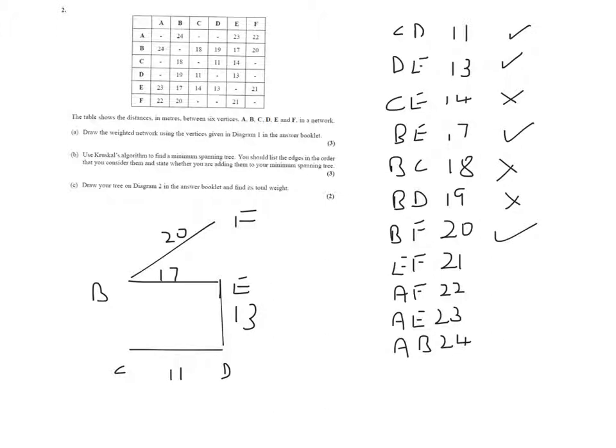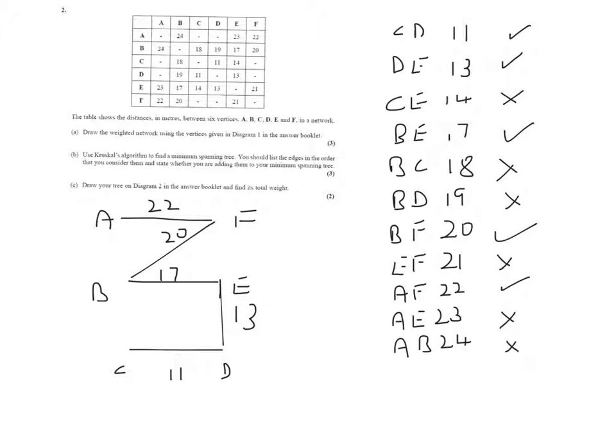EF is 21. If I draw in EF, it's there. That would form a circuit or a cycle. So I'm going to reject that. Then I've got AF 22, so I can draw that in. That's okay. AE would form a circuit, AB would form a circuit. So this is a minimum spanning tree.